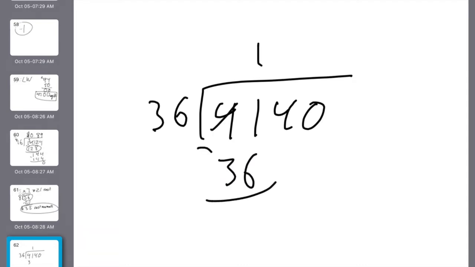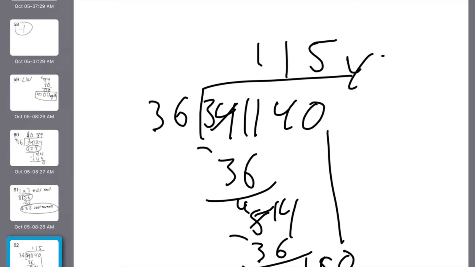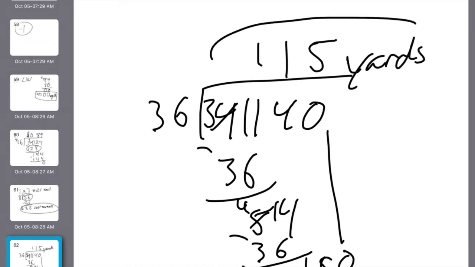Goes in there once. Subtract, it's a 5, bring down the 4, that's a 1, gives me a 36, subtract gives me an 8, bring down a 0, divide by 5 is 180, so it went 115 yards.